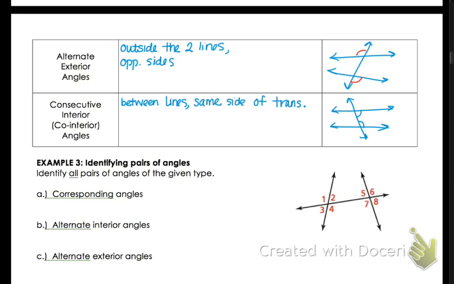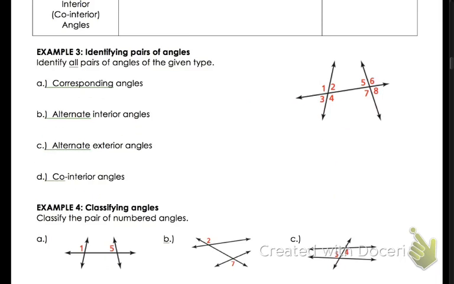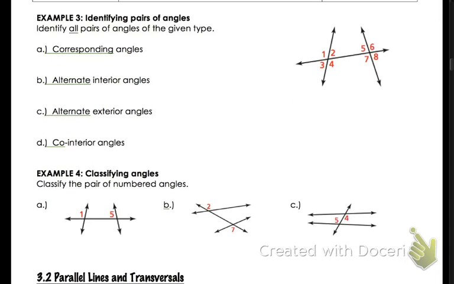Identifying and being able to name these types of angles is hugely important. So let's do this last example here. Example 3, we want to identify all the pairs of the given type of angles. So what I would suggest you do is test yourself right now. Go ahead and put me on pause. Try to answer these A through D on your own, and then come back, because I'm going to go ahead and put the answers on here right now.